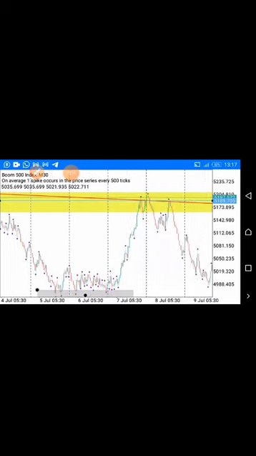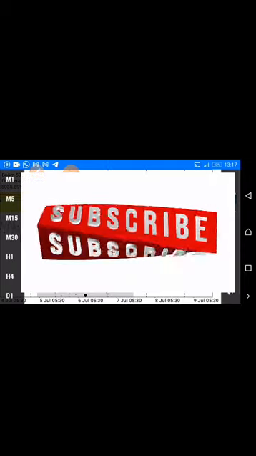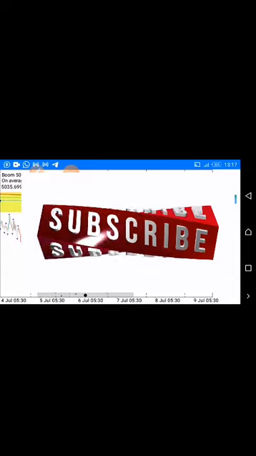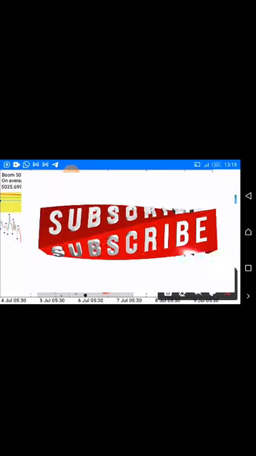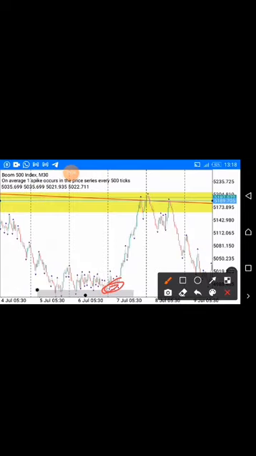That is how it is, guys. It has retested it at this point, then you make your entry. But assuming you missed this point, what do you do? You wait as it goes back to this other zone.